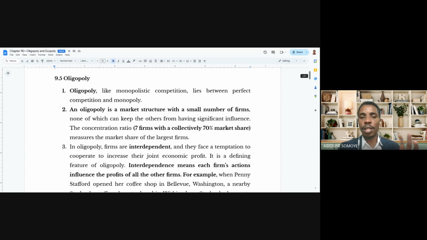The concentration ratio measures the market share of the largest firms. It talks about the percentage of the market controlled by the top firms under oligopoly. What number of firms can we say are controlling the major market share? So we could say 7 firms with a collective 70% of market share. It means that 70% of the market share is controlled by 7 firms.